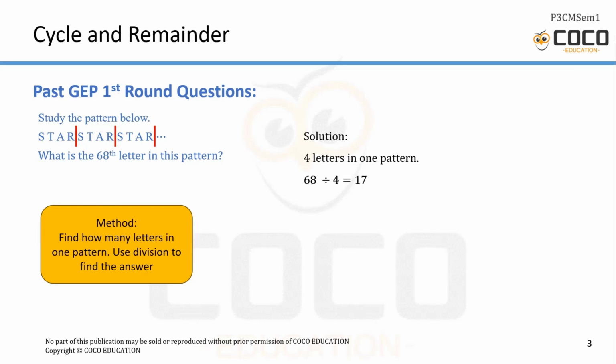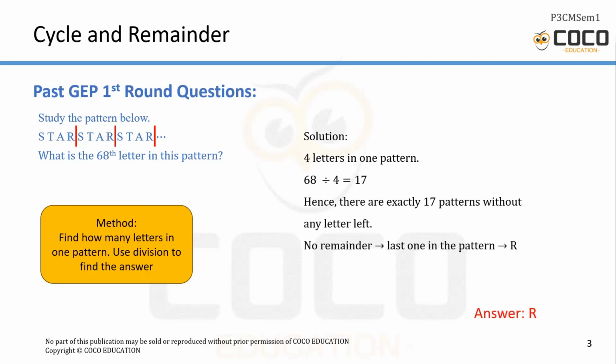S means the first one. So it means after you go around the circles, you still have 1 left. So you are left with S. But our pattern is exactly 17 patterns. We don't have anything left. If you don't have anything left, you must finish just at the end of the star, correct? So no remainder means the answer is the last one in your pattern. Okay, done. So no remainder is the last one. So we find the last letter is R. So we finish this question.